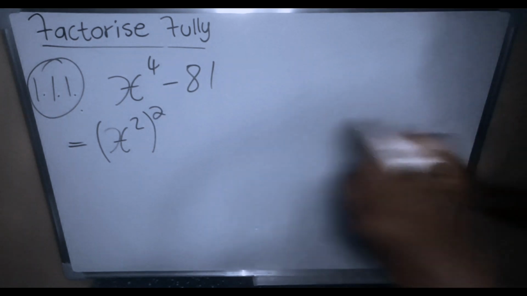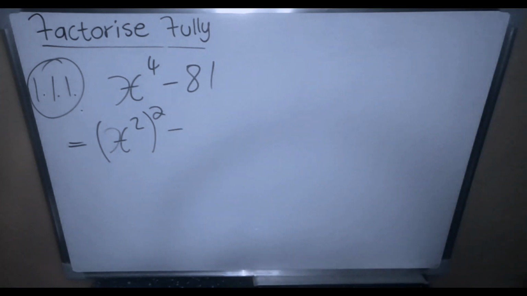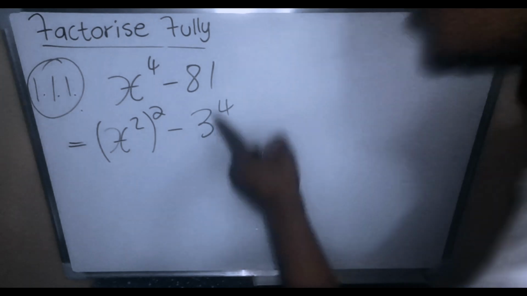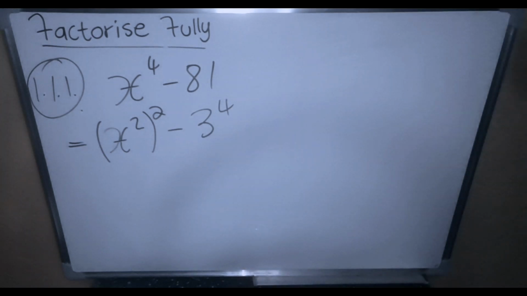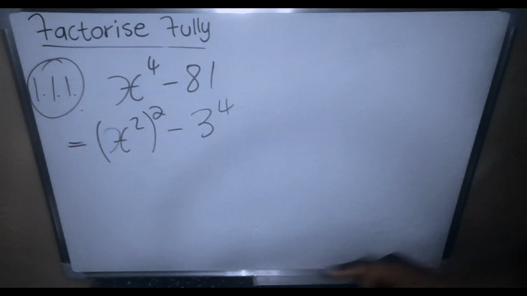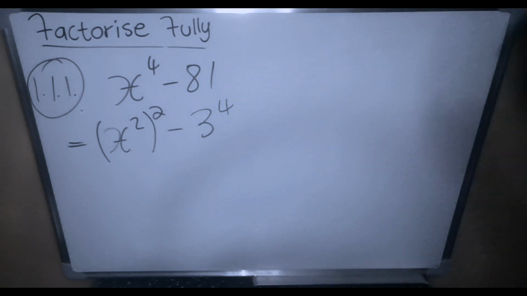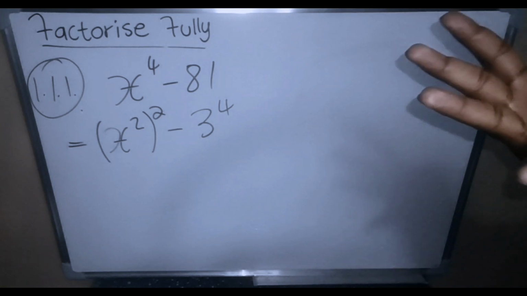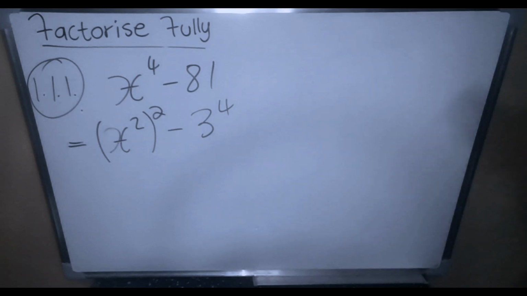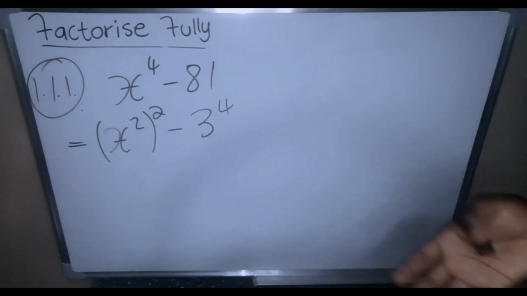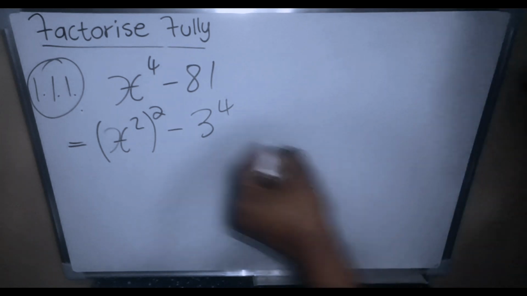And this one again, you break it. 3 to the power 4 is the same as 81. Or we can ask, which term can multiply itself to give us 81? We know it is 3. 3 times 3 times 3 times 3, four 3s, they give us 81. That's how you break it.